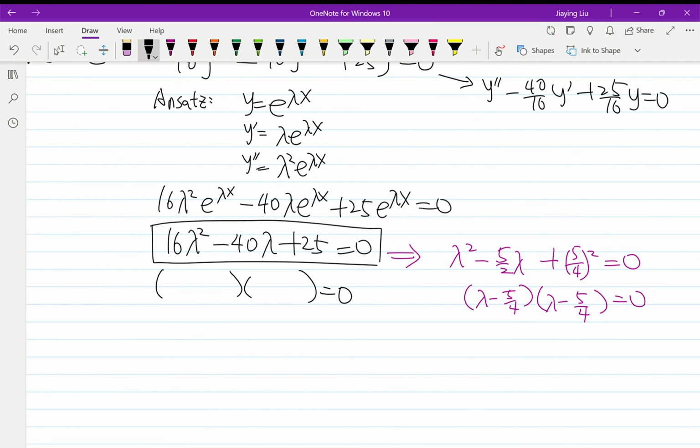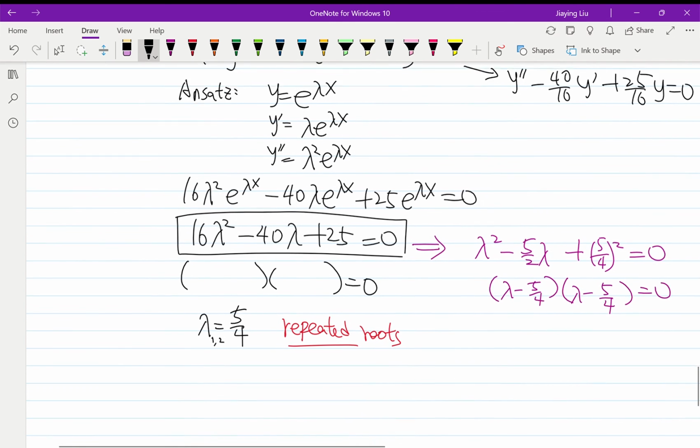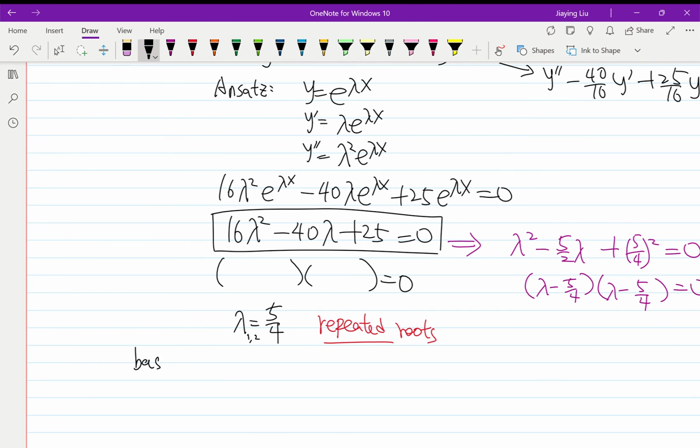I'm almost done here, maybe 1 minute. So we get lambda equal to 5/4 for both lambda values. So we only get one value. Here this is a case of repeated roots. So the base solution is going to be the first one, y1 equals e to the 5/4x. What about the second one? That's going to come from the first one times x. So y2 equals x e to the 5/4x.